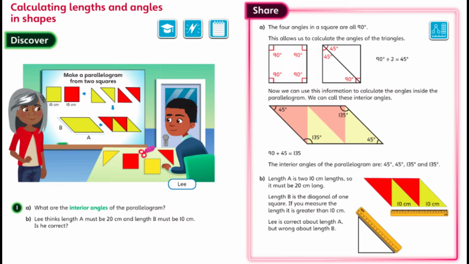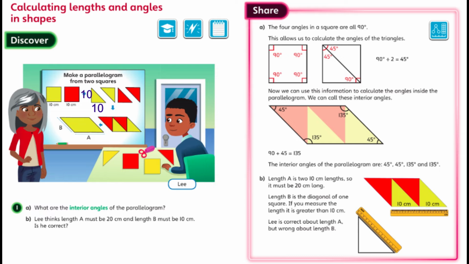Now let's take a look at the B question. It says, Lee thinks length A must be 20 centimeters and length B must be 10 centimeters. Is he correct? Well, let's go back to the shapes that were used to create the parallelogram. Remember, he started with those two squares, and all the sides of those squares measured 10 centimeters. When he cut the squares in half diagonally, that didn't change two sides of it. Two of the sides still measured 10 centimeters.